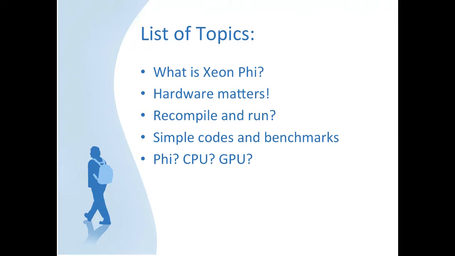Next, I will show you some very basic, very simple example code in OpenMP, OpenCL and even MPI. I will also give you the optimizing guide, and the performance results will also be shown in this presentation. At last, I will tell you how we can choose between Xeon Phi, CPU, and the GPUs. Okay, let's move to the first topic today.